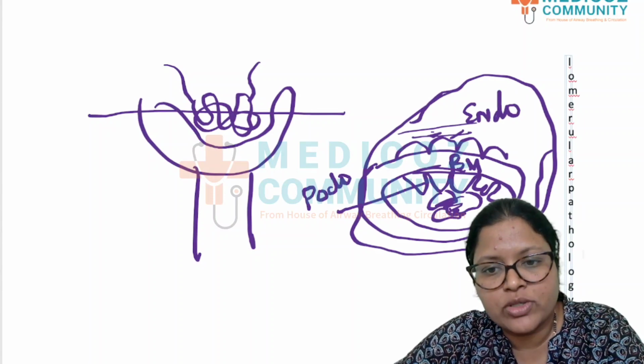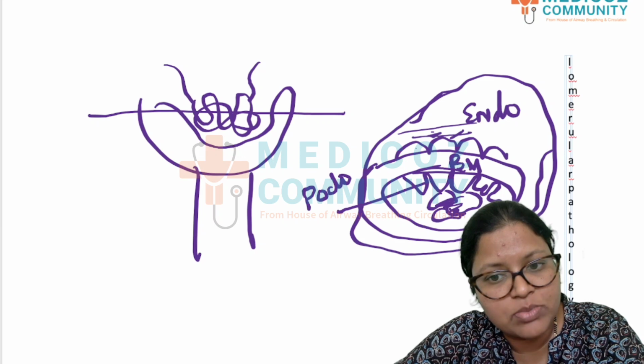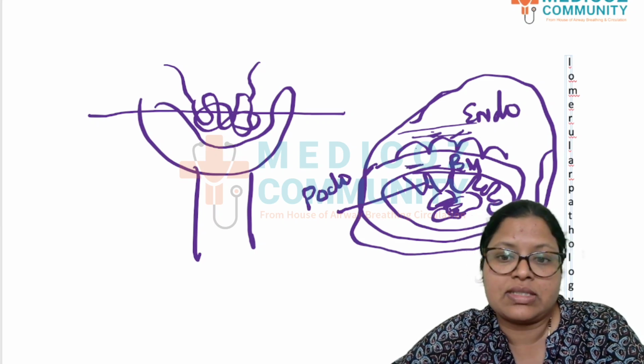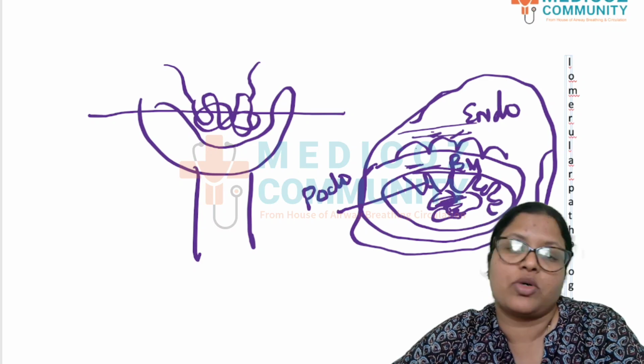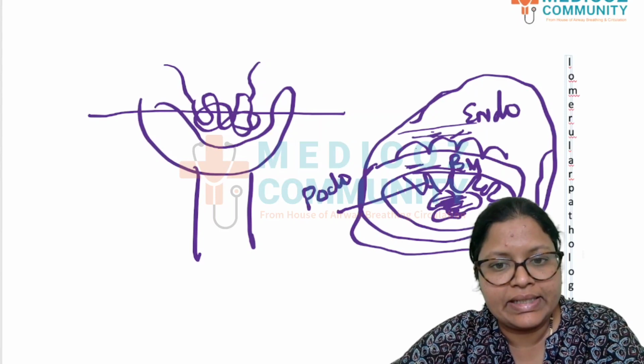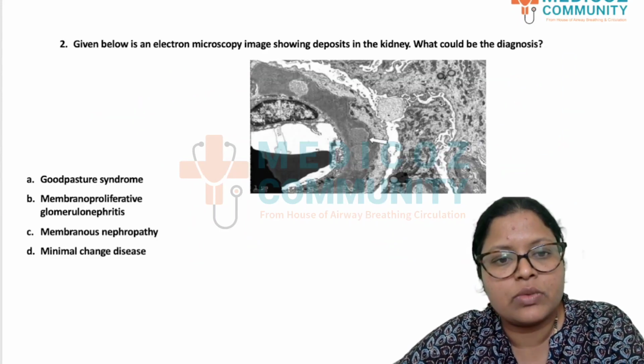So when you have deposits, it can be endothelial or subendothelial. It can be basement membrane deposits. It can be subepithelial deposits. It can sometimes be mesangial deposits. Understood? Now, this will be dealt in detail in the class. This is for you to just solve the MCQ. Now, let's see this question.